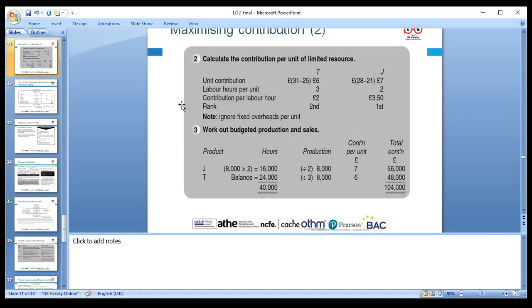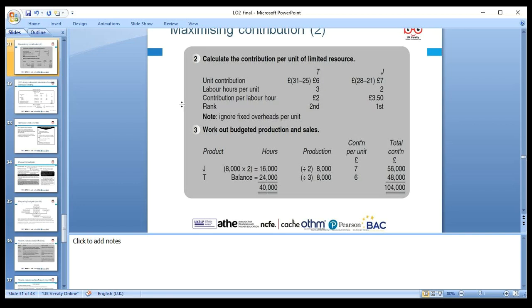So if you do 10,000 times 6, that gives you 60,000. And now the remaining hours, which is 10,000, you can use towards the other product. So 10,000 divided by 2, we can only produce 5,000 units. So 5,000 times 7 is 35. So 60 plus 35, in total we can generate 95,000.